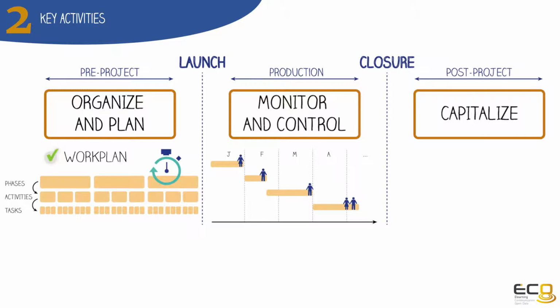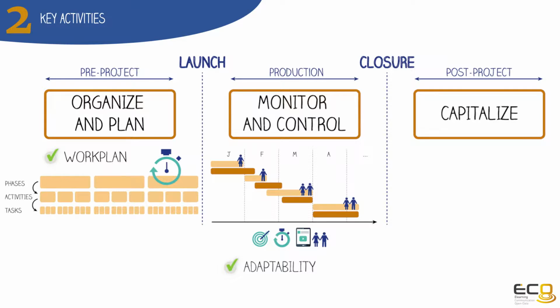This work plan is the major tool used to monitor and control the progression of the project regarding scope, time, and resources. Depending on what is happening, the work plan may be adjusted. This is one of the key principles of project management. Things may not go exactly as you planned. Here, we must demonstrate adaptability and flexibility.